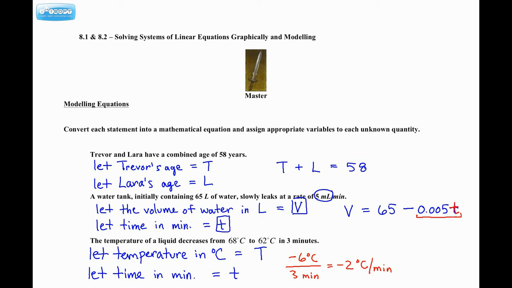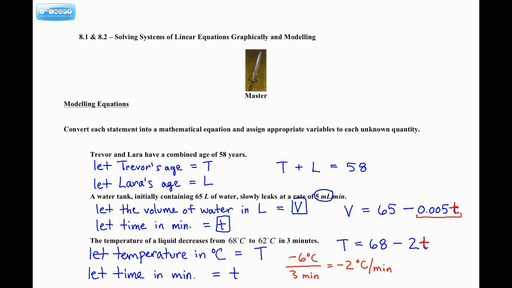So now we can construct our equation just like the previous example. So T equals where we start, so that's 68 degrees. And we're decreasing, of course. So this is minus 2 degrees per minute times however many minutes pass. Here, I'll put this one in red.